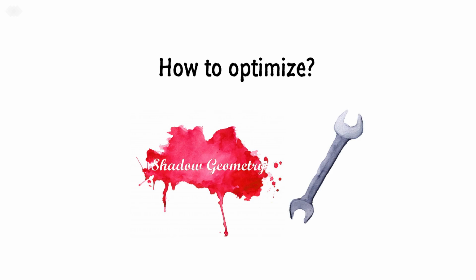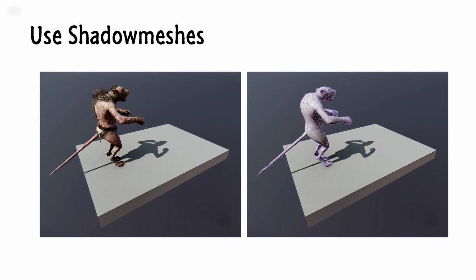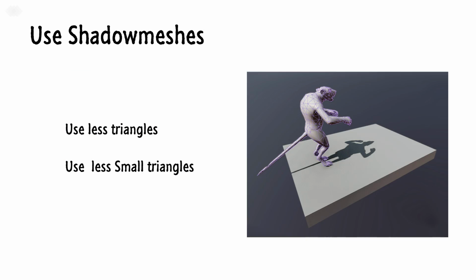How to optimize? One thing we can do is create a specific mesh that's only used for shadows. As the mesh is used multiple times, it's even more important to keep the amount of triangles and small triangles to a minimum.